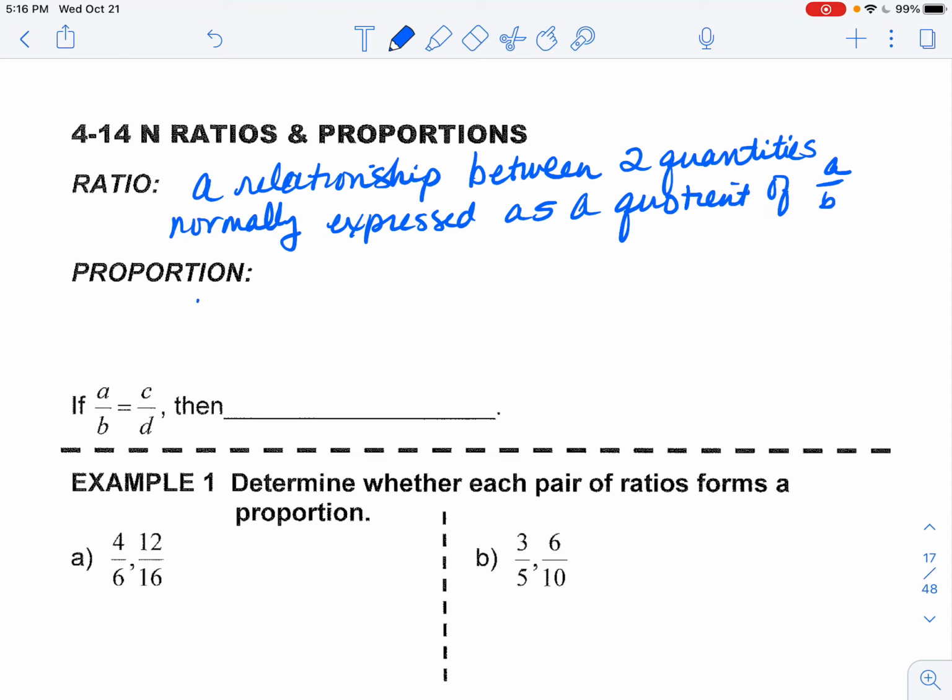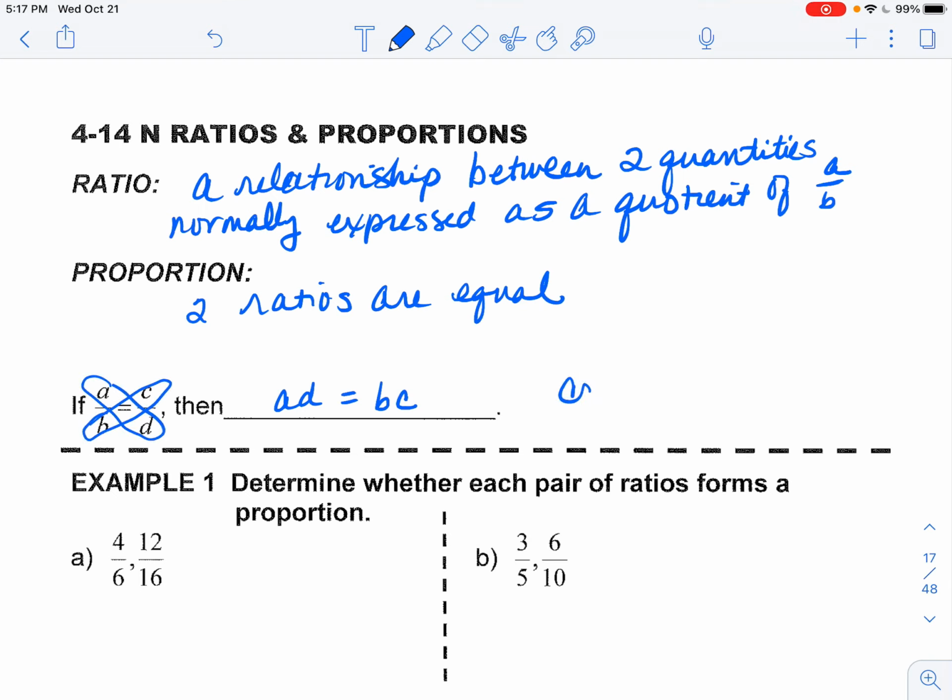A proportion is when two ratios are equal. If A divided by B is equal to C divided by D, then we know that A times D is equal to B times C. This is what we call the butterfly or cross multiply.